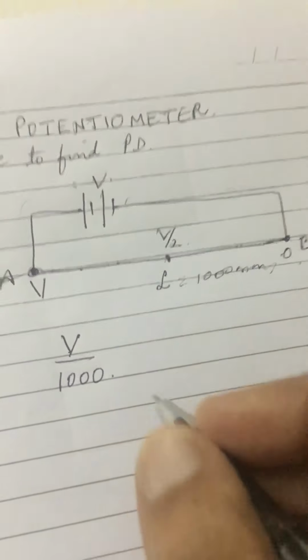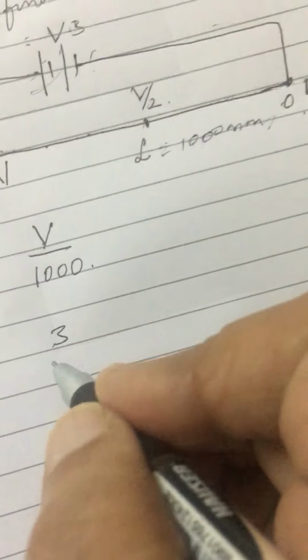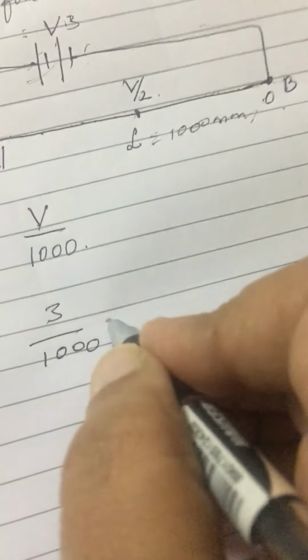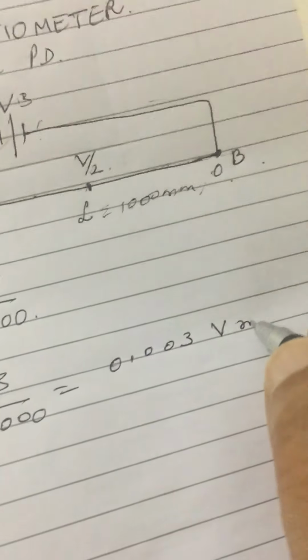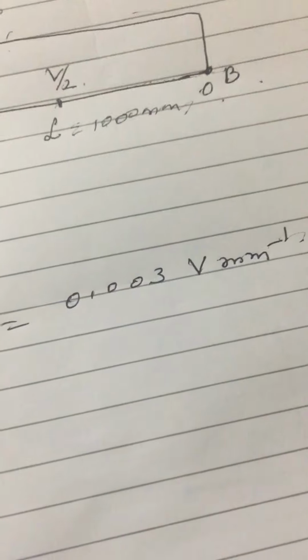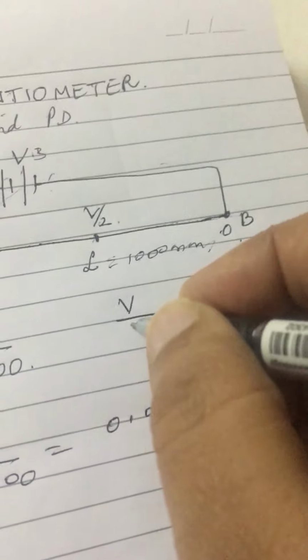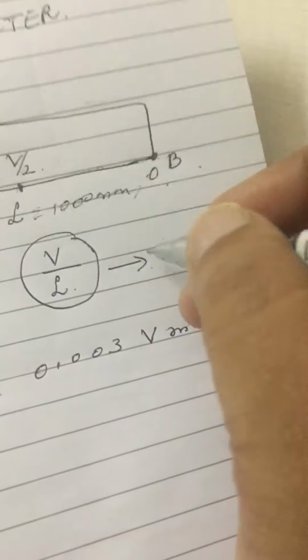Okay. So supposing we have a 3 volts battery, 2 cells are there. So how much is the potential drop here? The potential drop will be 3 by 1000, that's equal to 0.003 volts per millimeter. This much will be the potential drop per millimeter. This potential drop per millimeter, let us represent it as V by L. This V by L is called the potential gradient.